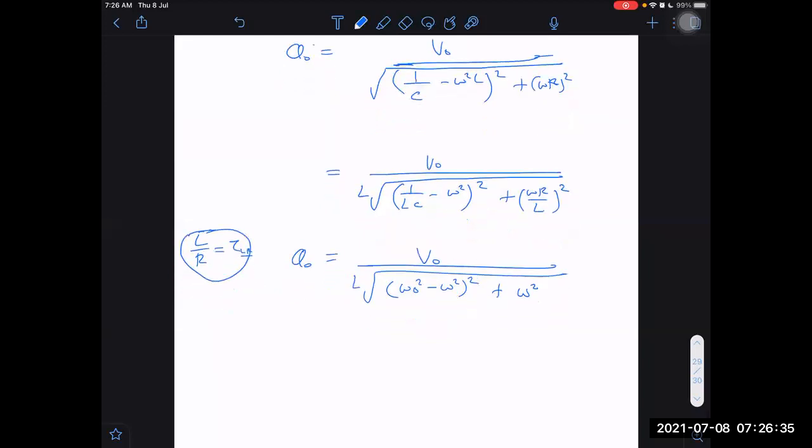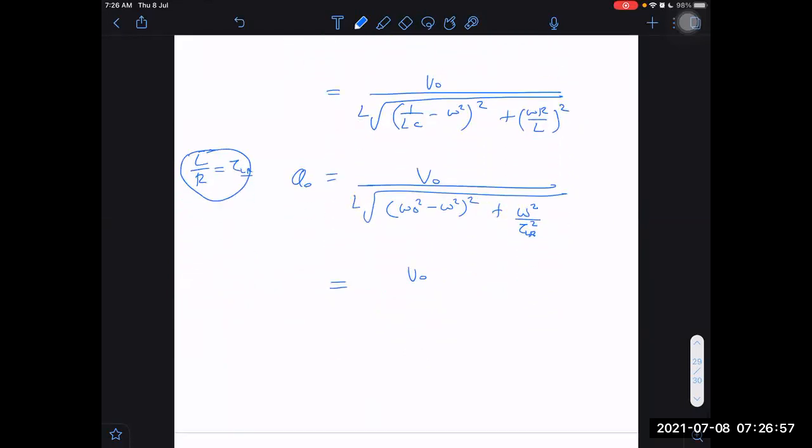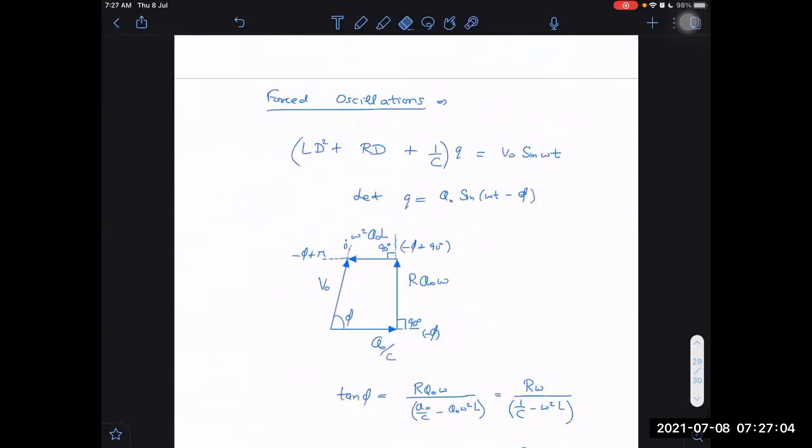Anyway, what is it coming out to be now? Now we are getting V naught divided by root of (omega naught square minus omega square) whole square plus omega square by tau square, where tau is the time constant for the LR circuit. This is the value of Q naught. So we have obtained it, and those who are not understanding this part, please revise SHM.